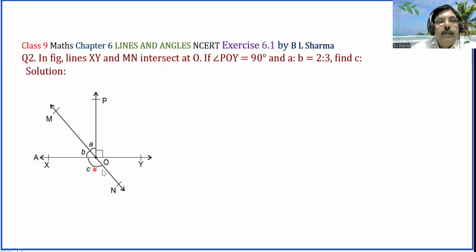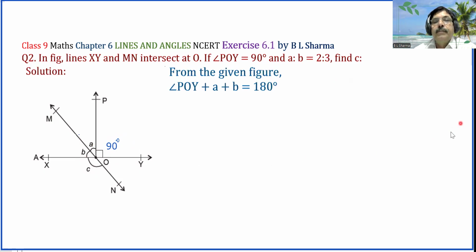In the given figure, line XY and line MN are intersecting at point O, and this angle POY is equal to 90 degrees. So we can write angle POY is equal to 90 degrees, and the ratio of angle A to angle B is given as 2:3, and we have to determine this angle C. See here, the sum of all these angles, 90 degrees plus A plus B, they are forming a straight line. But since this angle is 90 degrees, angle A plus B will be 90 degrees.